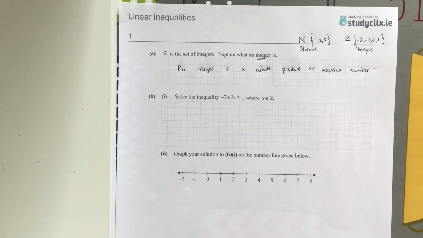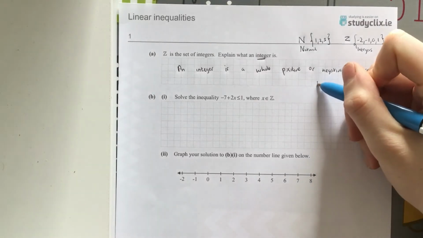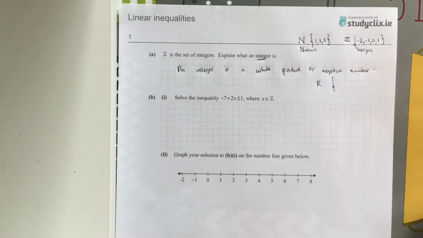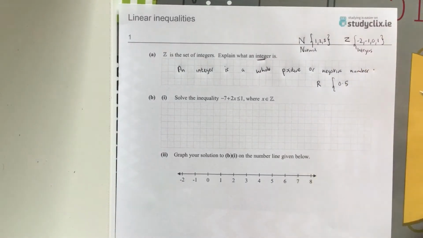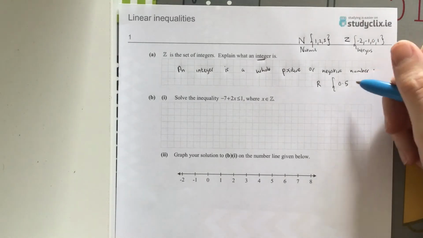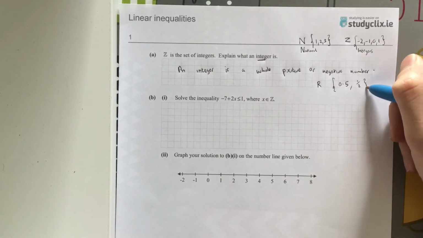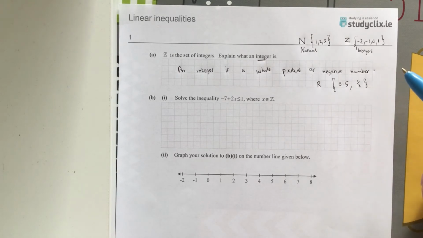Just to elaborate on a final type of number that you might encounter, which is rational numbers. Rational numbers might be, for example, decimals, like 0.5, or even a half. So you're talking there about numbers that are not whole numbers.